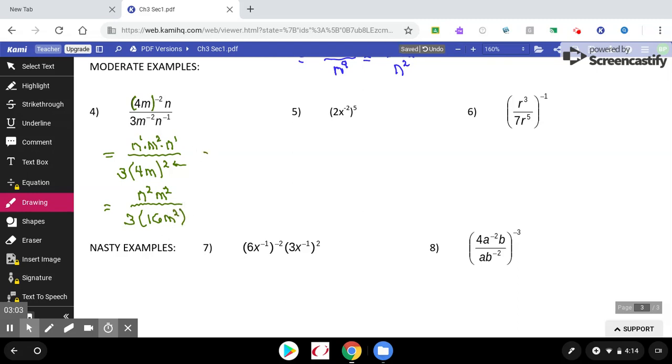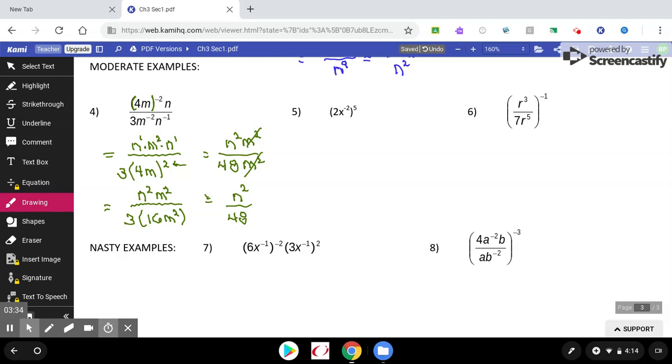Keep going. I should have written the equal sign up here. That's okay. So on the bottom, I see some multiplication to do. I have to do 3 times 16, which is 48. And again, you just have to keep going until you can't find anything else to do. I get 2 m's and 2 m's, and if I subtract them, I have no m's left. But I am left with the n squared, and I am left with the 48. And that's it, as far as we can go.